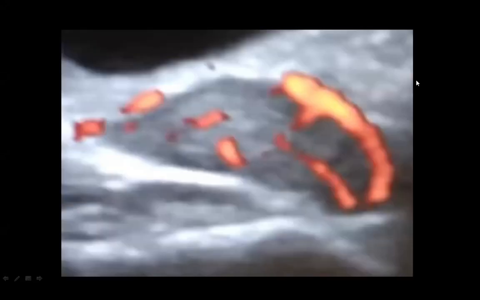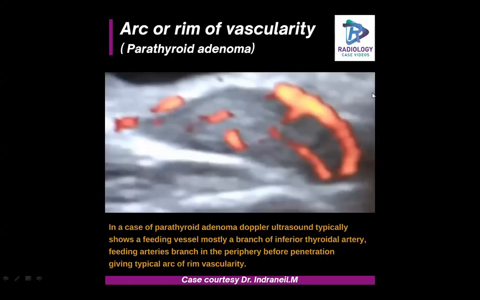So this is a case of a middle-aged female who presented with symptoms of vague neck pain and swelling. On examination and ultrasound scan, we are seeing an ovoid hypoechoic lesion just inferior to the thyroid lobe. On switching on the Doppler, there is a pattern of vessels encircling the mass, which is called an arc type of rim of vascularity. And this is a case of parathyroid adenoma.